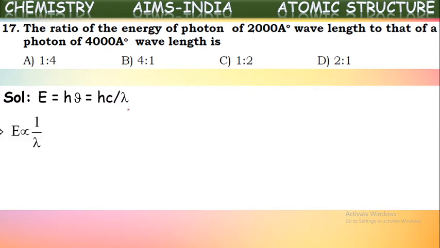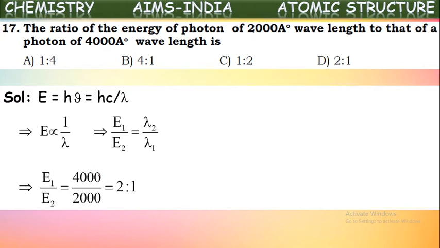From this, we can relate energy and wavelength as E is inversely proportional to wavelength. So for two different photons, E1 by E2 is equal to lambda 2 by lambda 1. Here they have given the wavelengths of two different photons. If we substitute those in this formula, we get the ratio of energies. Let us substitute the wavelengths. The wavelength of the second photon is 4000 and for the first one is 2000. So we get 2 is to 1. The ratio of energies of these two photons is 2 is to 1.